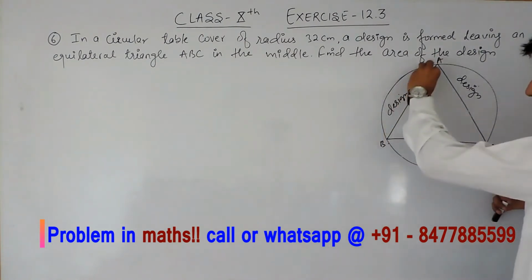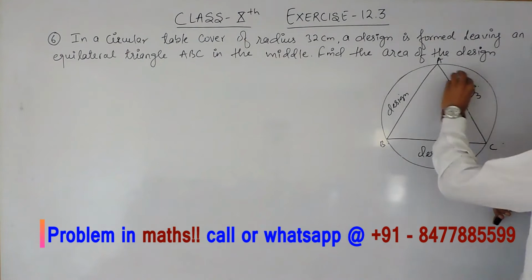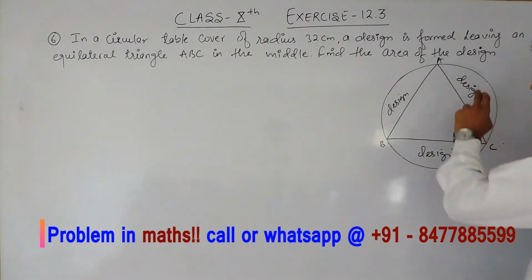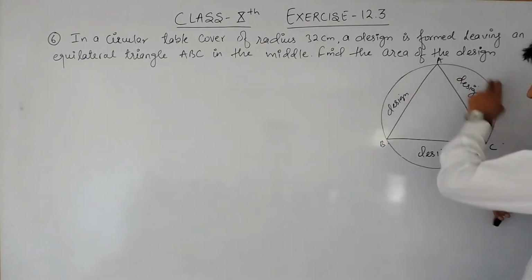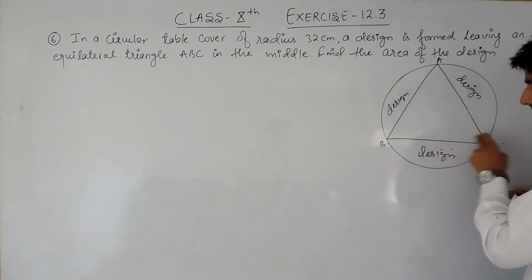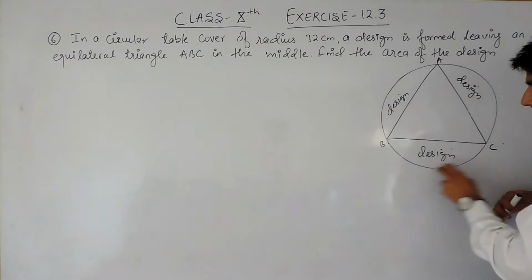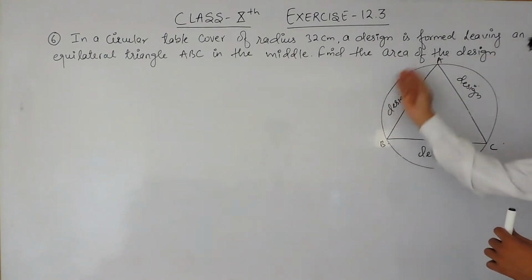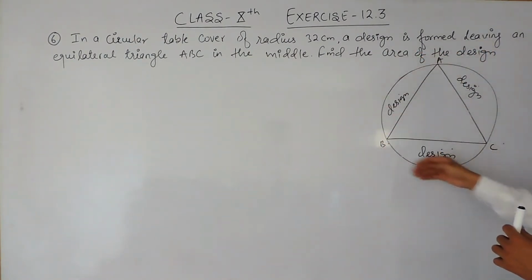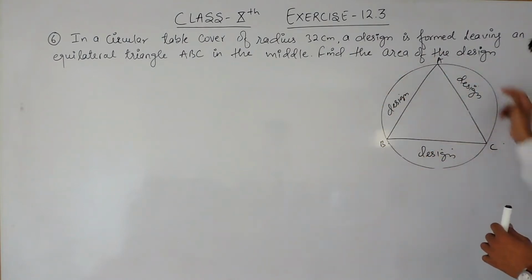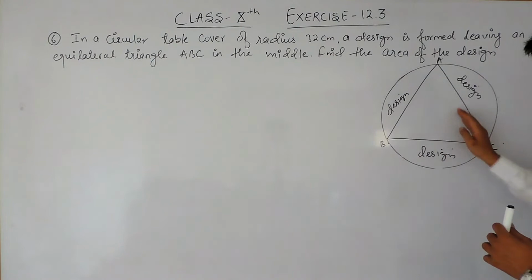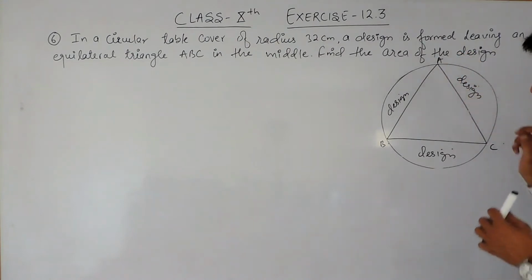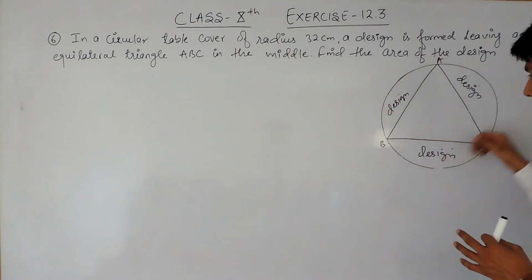So this is the part where the design is formed, plus this and this. Now if I have to find the area of this design, obviously I have to subtract the area of this triangle from the area of this circle, because I have to find the area of this shaded portion. Consider this as the shaded portion. So to find the area of this shaded portion, from the area of the circle I subtract the area of this triangle. If I remove this triangle, only this remaining area will remain. That is my answer, the area of this design.